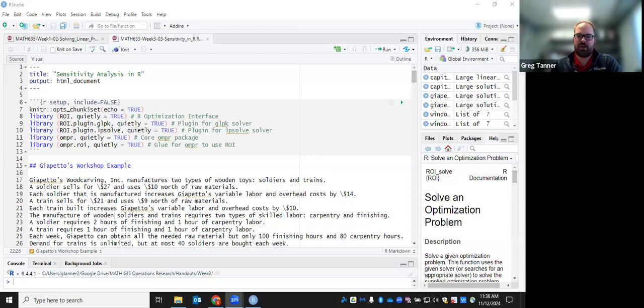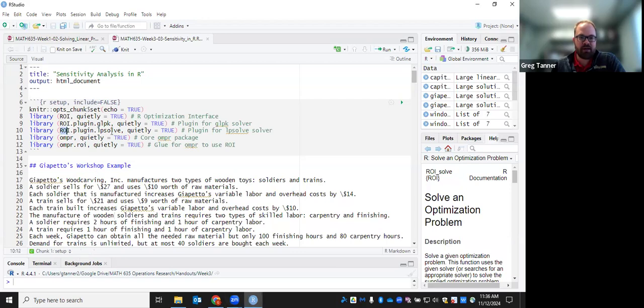Okay, welcome to another video. This video will be talking about sensitivity analysis in R. Essentially, how do you get R to give you as much information about the sensitivity analysis as possible without having to do it by hand?